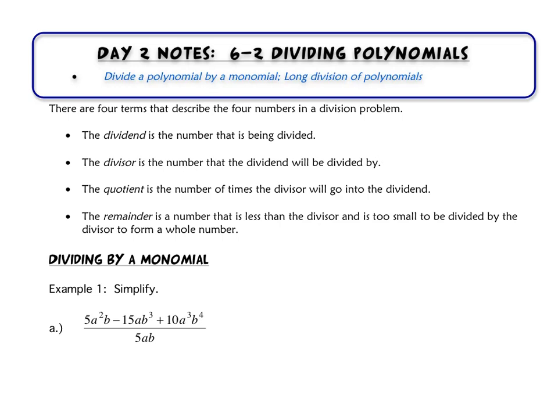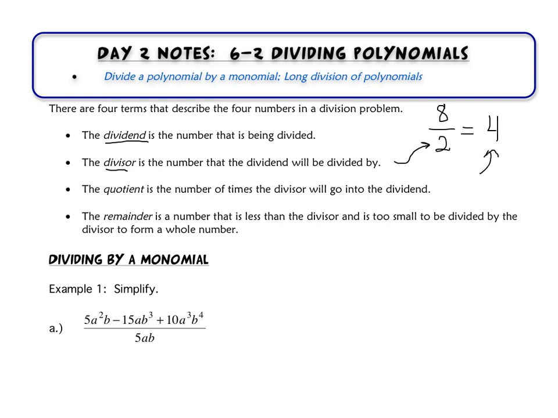The dividend is the number that's being divided, so say I had 8 over 2. So 8 would be the dividend, because it's the one being divided. The divisor is the number that the dividend will be divided by, so in this case 2. The quotient is the number of times the divisor will go into the dividend. So it's when you divide it, the total number of times it goes in. So in this case, it would be 4.